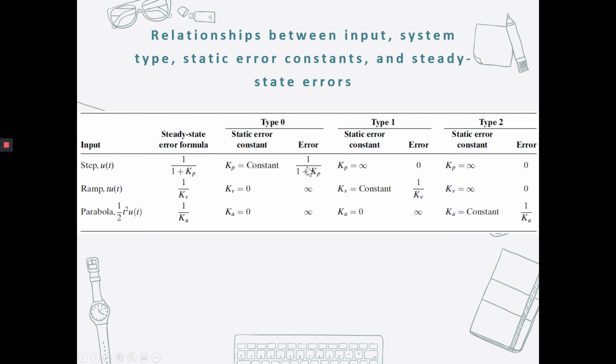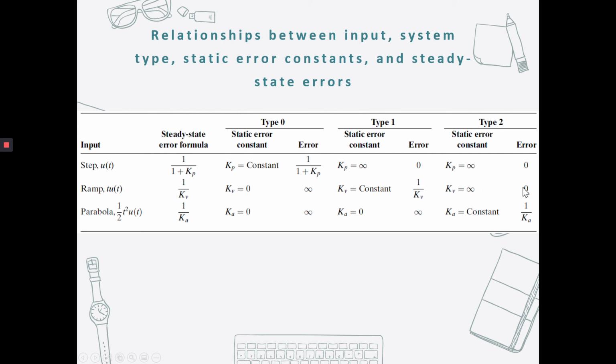This is to determine the error. The error formula for type 0 is 1 over 1 plus Kp, where Kp is the static error constant for position constant. For type 1, this is how to determine the error, which is 1 over Kv. The rest is 0 and infinity, while for type 0, for ramp and parabolic input, the error is infinity.